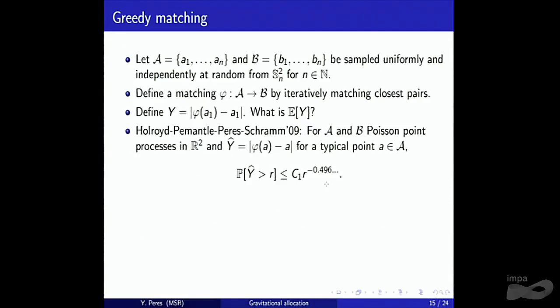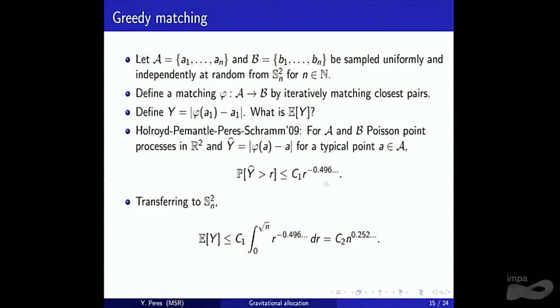So I mentioned to you the greedy case. In 2009 with Holroyd, Pimentel, and Schramm, we published an estimate on the distribution of the distance traveled by a point. And when you integrate that, you get that on the sphere, the average distance is bounded by about n to the quarter. So note that we're talking about a sphere of area n. So the diameter is root n. So n to the quarter is a non-trivial bound.